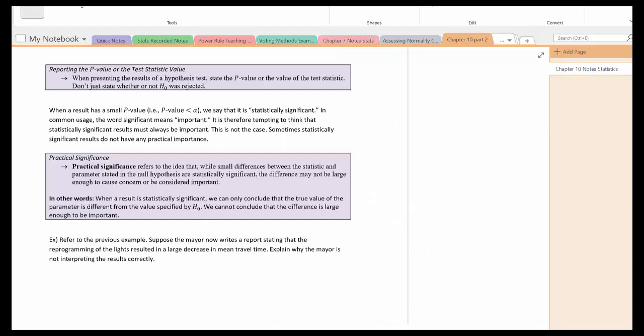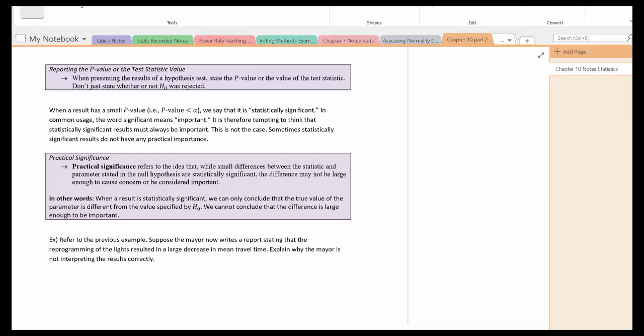Okay, so when reporting the results of a hypothesis test, state the p-value or the value of the test statistic. Don't just state whether or not the null hypothesis is going to be rejected. When a result has a small p-value, aka the p-value is less than alpha, we say that it is statistically significant. In common usage, the word significant means important. It is therefore tempting to think that statistically significant results must always be important. That is certainly not going to be the case. Sometimes statistically significant results do not have any practical importance.